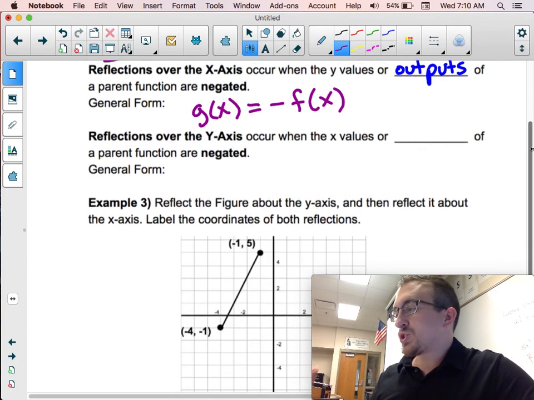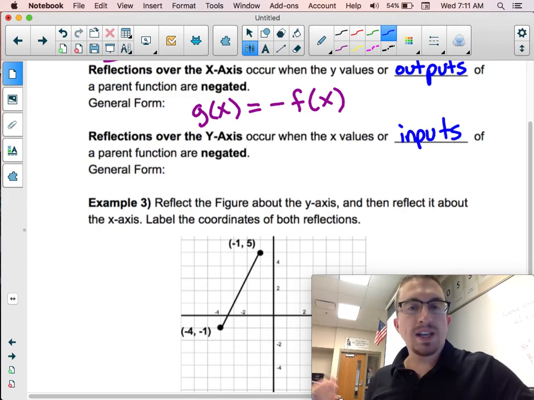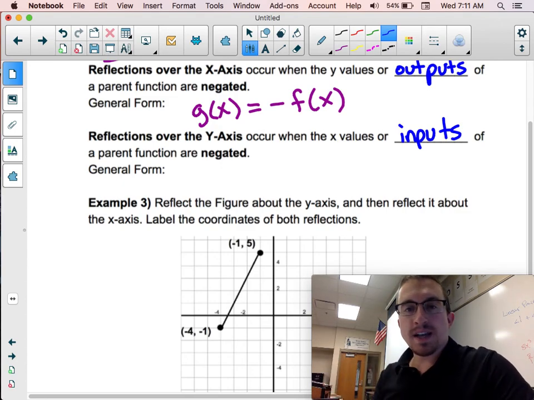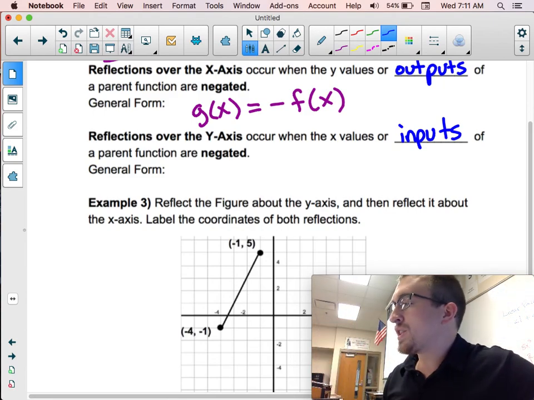I'm going to do reflections with the y-axis right along with this. This is when the x values or the inputs are flipped or negated. And maybe you can stop and visualize that now. Flipping along the x values, rather, will flip over the y-axis.